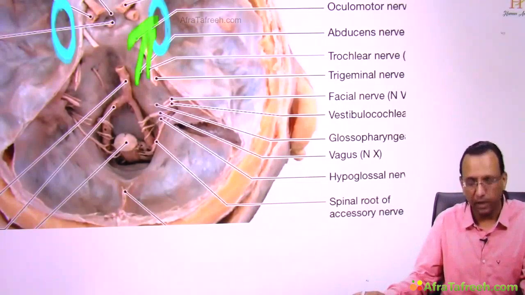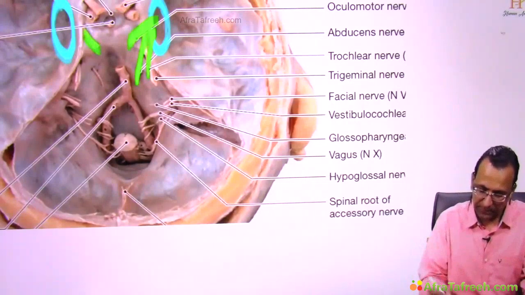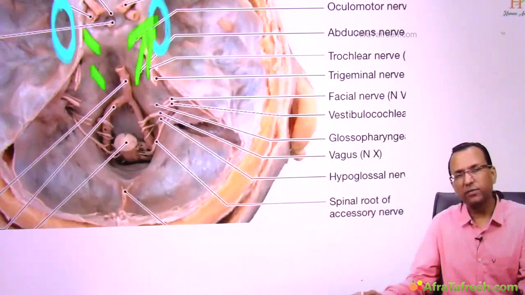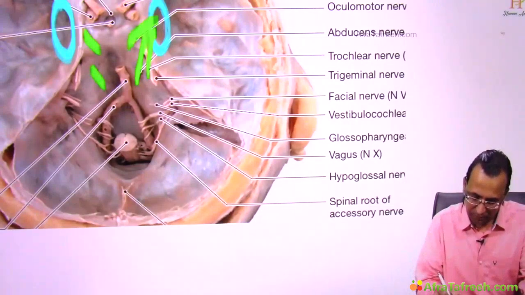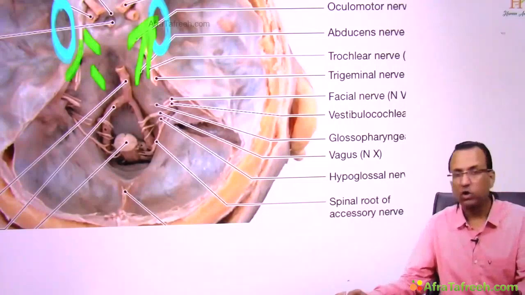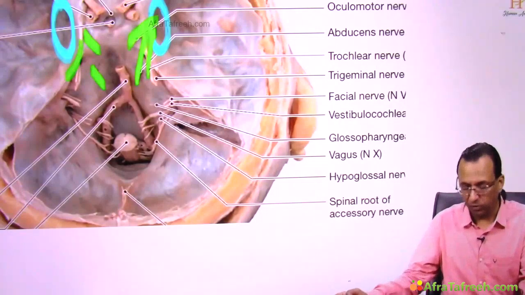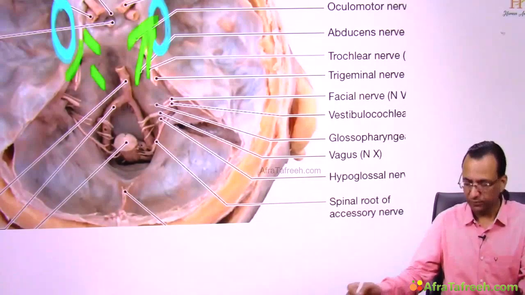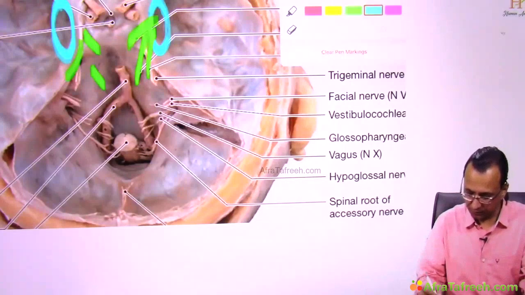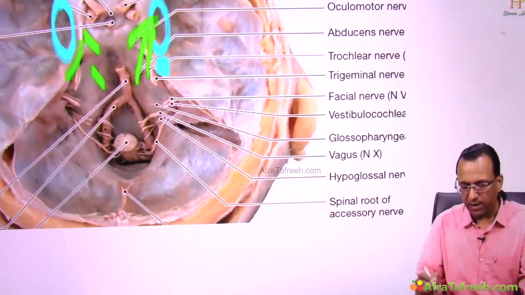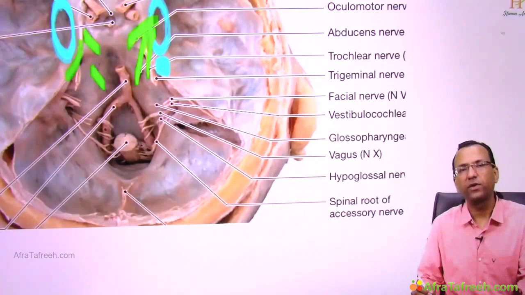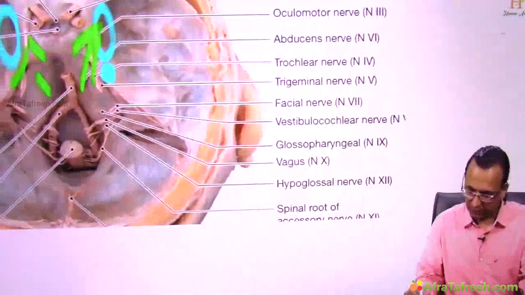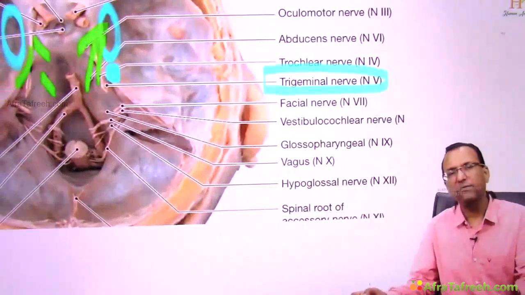Where is the number 3? The most medial. Where is the number 6? In the middle. And where is the number 4? The more lateral. Not very clear here? No, we'll see the diagram later. Where is the fifth nerve? The fifth nerve has a ganglion at the floor of the middle cranial fossa, the trigeminal ganglion.